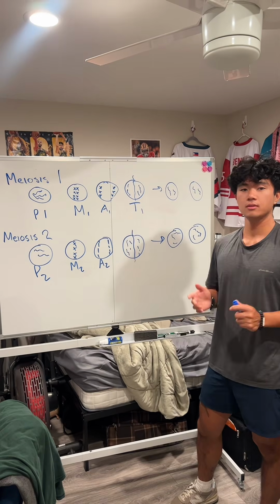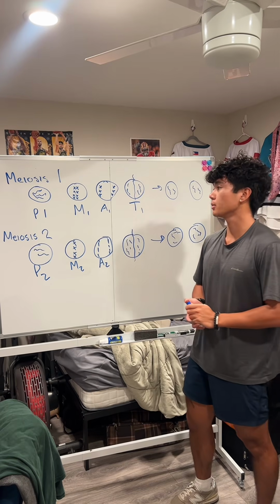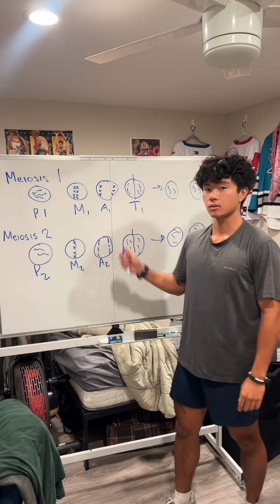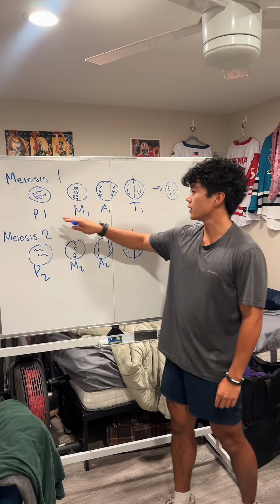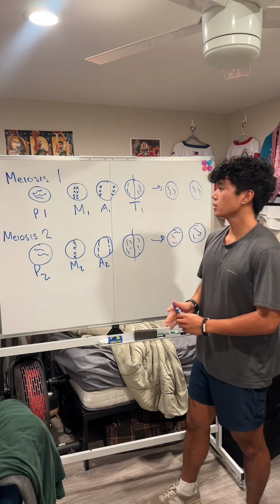So meiosis is kind of a little bit more of a complicated version of mitosis. It has a lot of the similar components. So let's start from the beginning. I just abbreviated this with their first letters, so this is prophase, metaphase, anaphase, telophase, and then 1 and 2. So let's start at prophase.